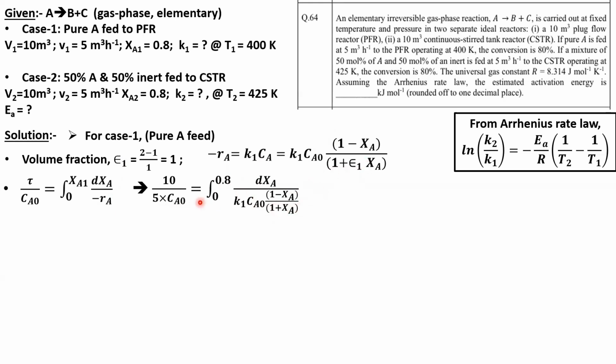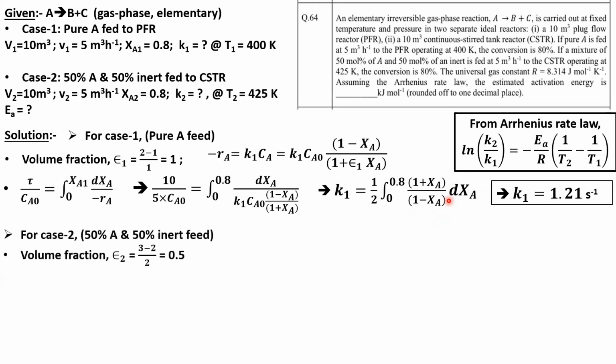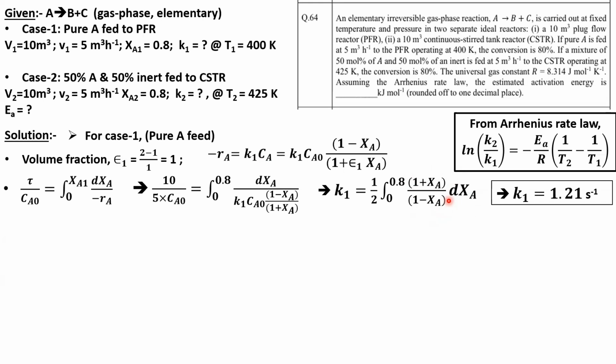Further cancelling out Ca0 and taking K1 on the other side, we get K1 is equal to half integral 0 to 0.8 of (1 plus Xa) by (1 minus Xa) dXa. So this is one of the standard integrals. We can solve this using the method of substitution. After solving and substituting the limits, we get K1 is equal to 1.21 per second.